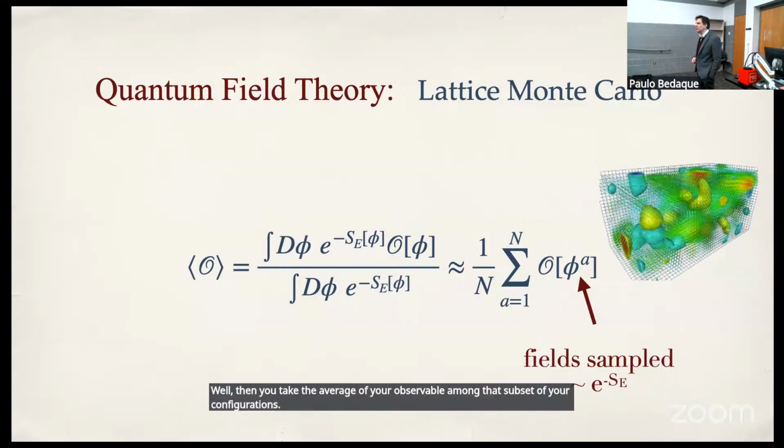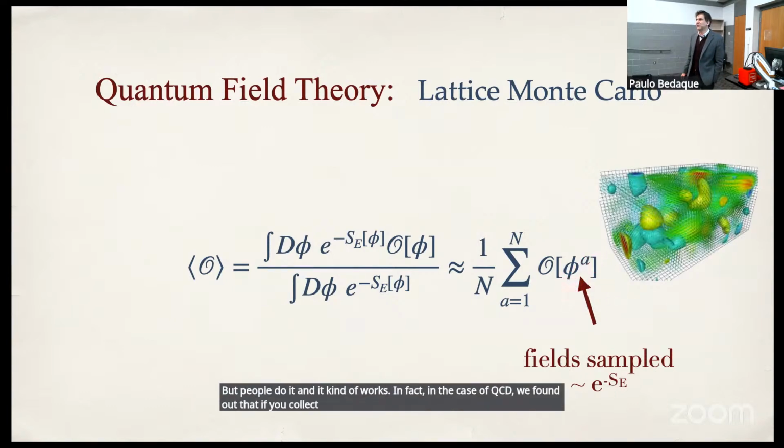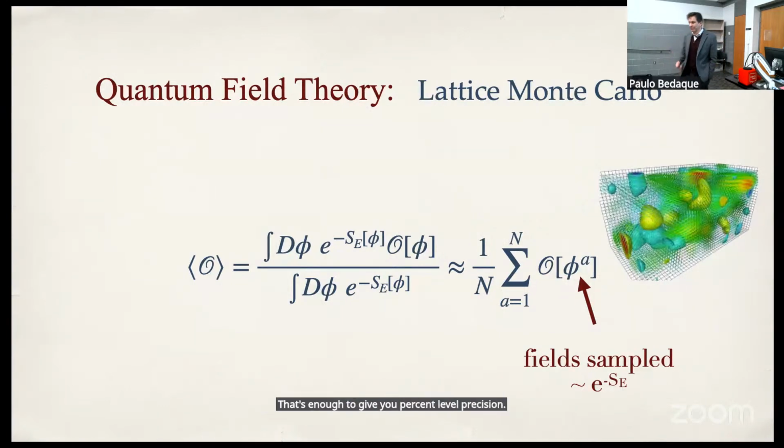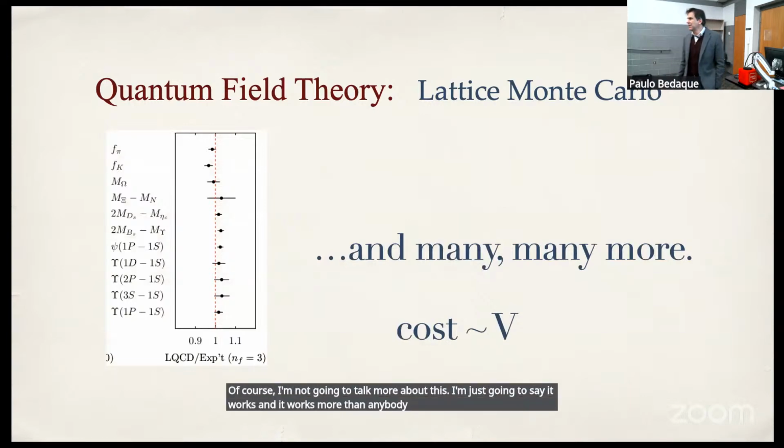And this very simple-minded idea, well, it's very difficult to carry out in practice, but people do it, and it kind of works. In fact, in the case of QCD, we found out that if you collect a few hundred of those configurations, that's enough to give you percent level precision. Of course, I'm not going to talk more about this. I'm just going to say it works, and it works more than anybody would expect.